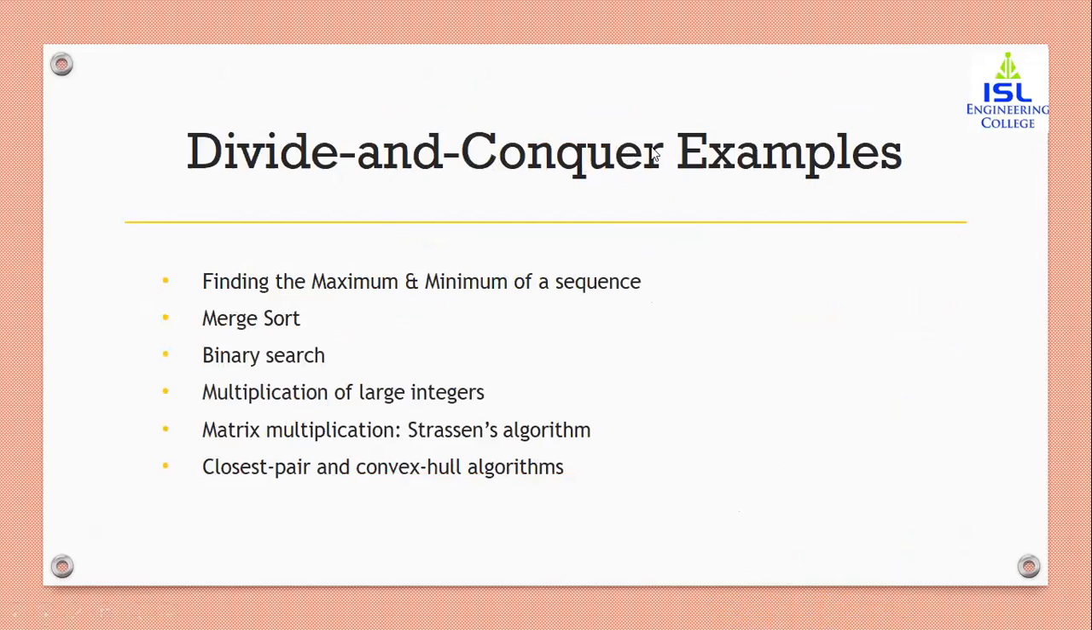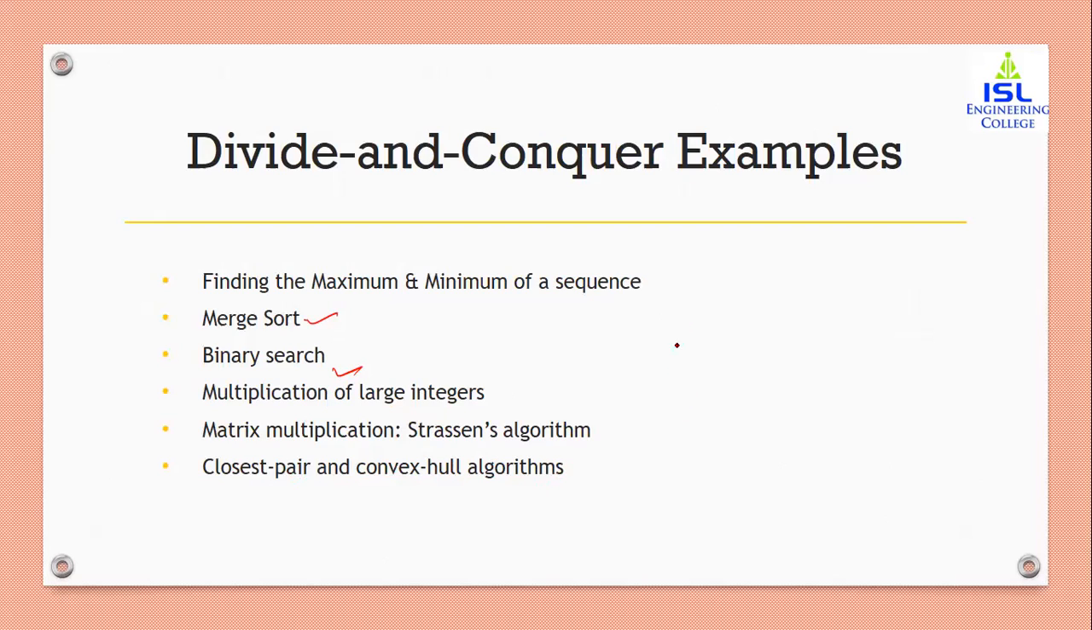Now the next thing is divide and conquer examples. So the different problems in which we use the technique divide and conquer is finding the maximum and minimum of a sequence. So suppose if you have an array of numbers or a sequence of numbers, to find the maximum and minimum, we can use divide and conquer. Next are the two examples that I have already given, merge sort and binary search. And then we have multiplication of large integers, matrix multiplication, closest pair, convex hull algorithm.